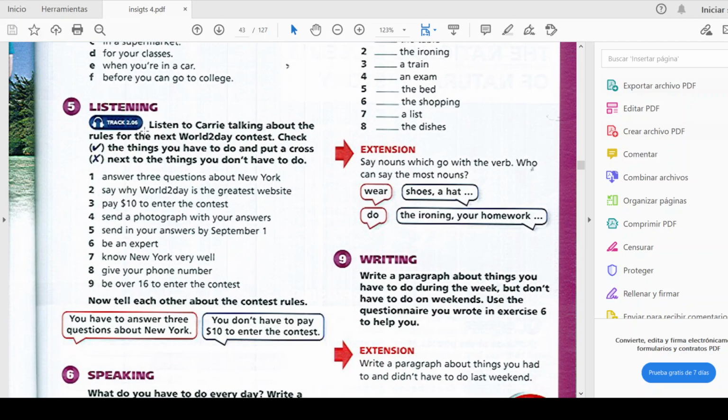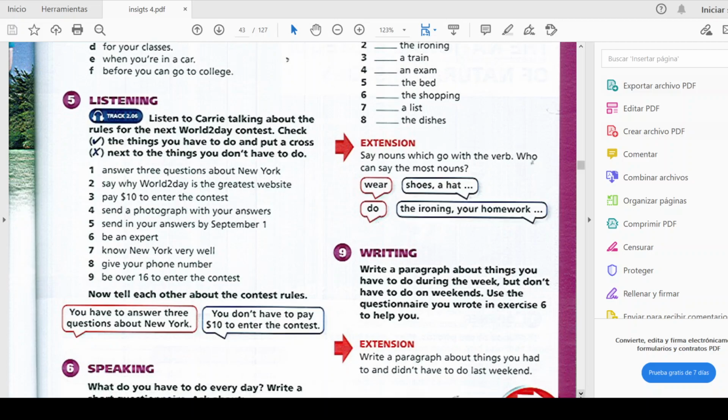This is a listening exercise. Listen to Carrie talking about the rules for the next Word 2 Day contest. Check the things that you have to do and put a cross next to the things that you don't have to do. You are going to listen to this audio. Obviously, I'm going to send it to you and you are going to write a check if you consider that they are things that you have to do in this kind of contest, or the things that you don't have to do with a cross, next to the sentences.